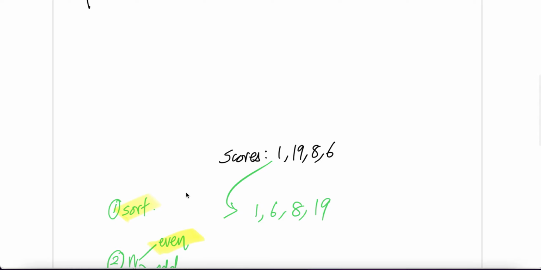Before we compute the median, the first thing is you need to sort them. Either sort them in ascending or descending order. Let us sort them in ascending order. Here it is random. Here will be 1, 6, 8, 19 in ascending order.